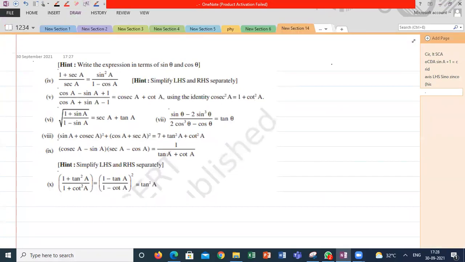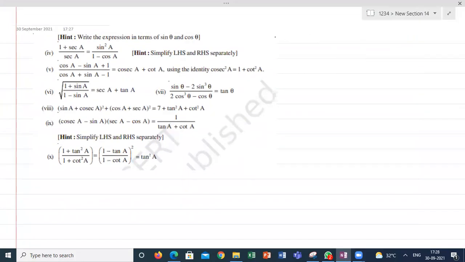Completed 8th one. You have to do 9th one. (cosecant A minus sin A) into (secant A minus cos A) is equal to 1 by (tan A plus cot A). So LHS, RHS separately simplifying. He gave the clue also, but I am taking LHS: (cosecant A minus sin A) into (secant A minus cos A).